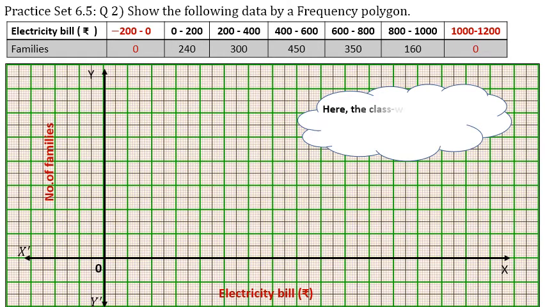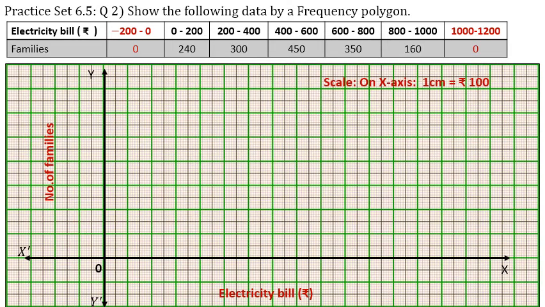Here, the class width for each class interval is 200. So, on the x-axis, 2 centimeters will represent rupees 200. That means 1 centimeter will represent rupees 100. So, on the x-axis, the scale is 1 centimeter is equal to rupees 100. Since we have decided to draw rectangles with a width of 2 centimeters, on the x-axis, we mark the class limits at a gap of 2 centimeters. Note that the first class interval -200 to 0 will lie on the left of the origin.